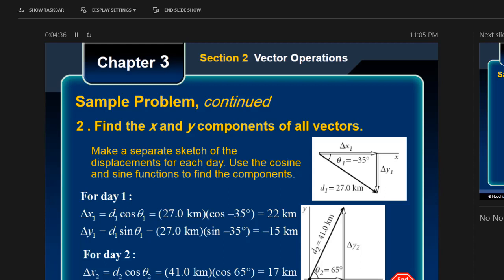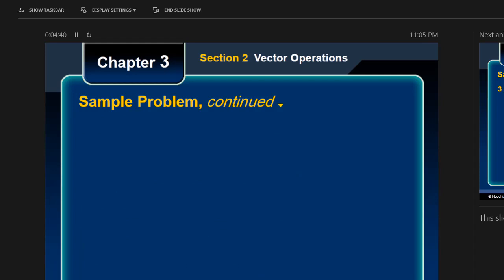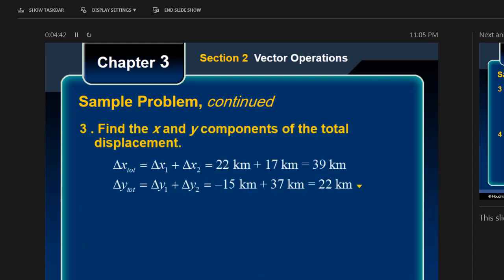Once you get delta x1, delta y1, delta x2, delta y2, then you can get the delta x and delta y totals. Delta x total is going to be delta x1 plus delta x2, while delta y total is going to be delta y1 plus delta y2.